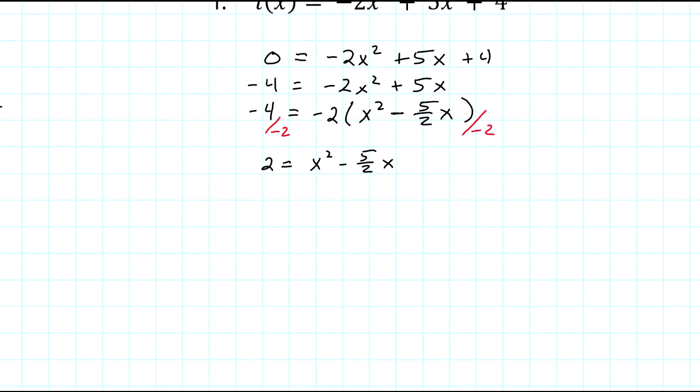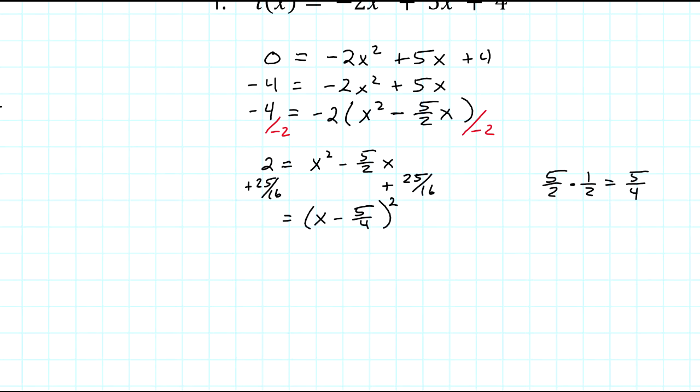Then we'll skip a line here so that we can complete the square. We're going to have x minus half of 5 halves, which is 5 halves times 1/2 equals 5/4. So we'll have x minus 5/4 squared, and this will force us to add 25/16 to both sides. Okay, so I need to figure out what is 2 plus 25/16 if I want to keep going.